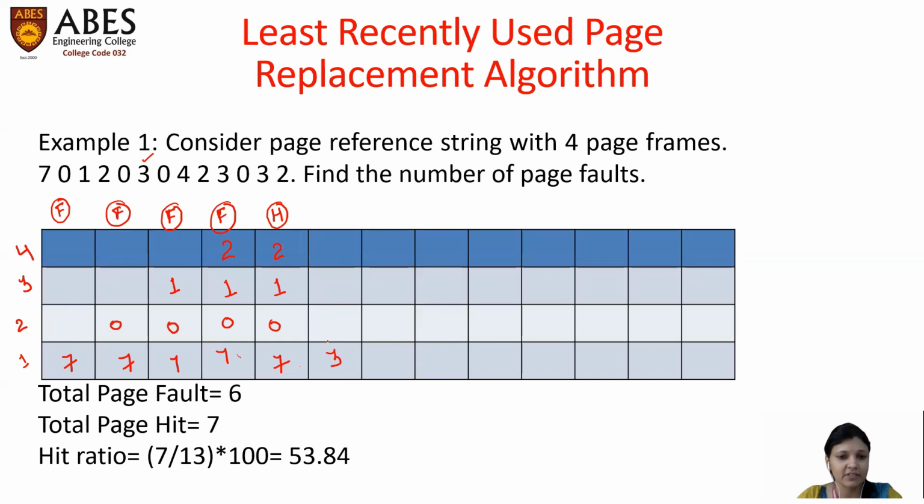7 is replaced with 3. 7 was the least recently used page. So we replace 7 with the new page 3.